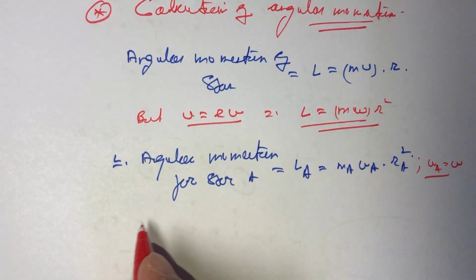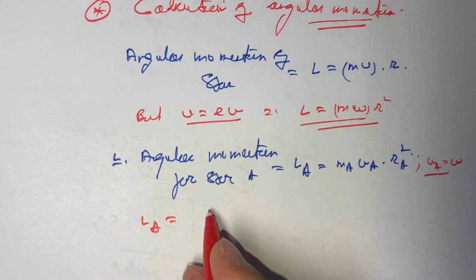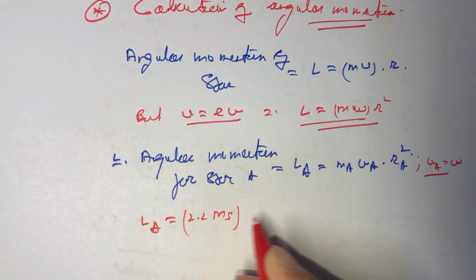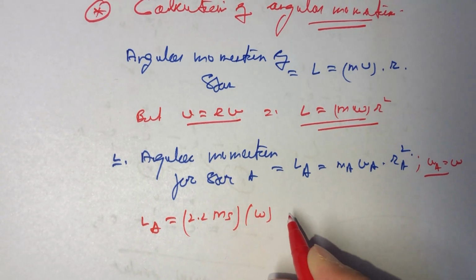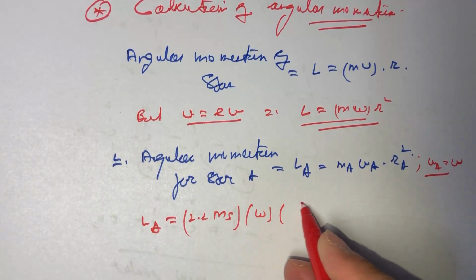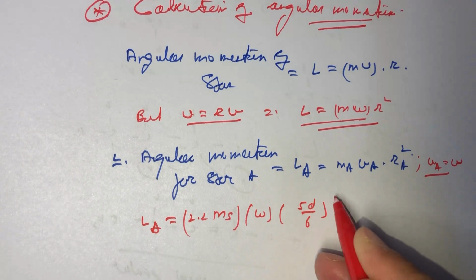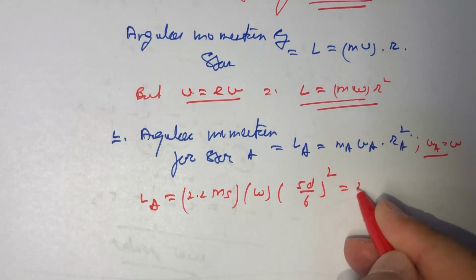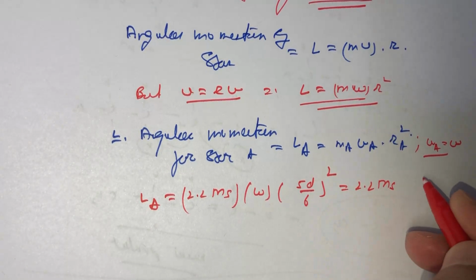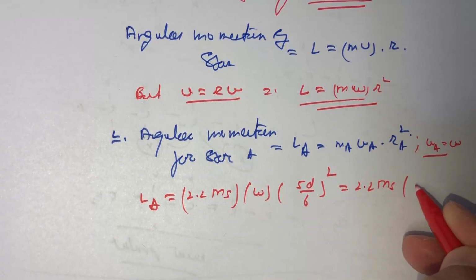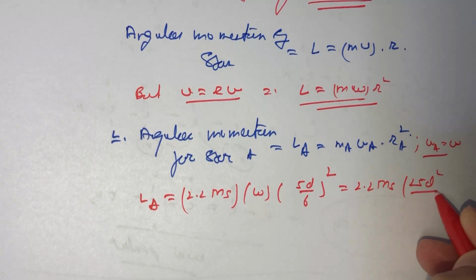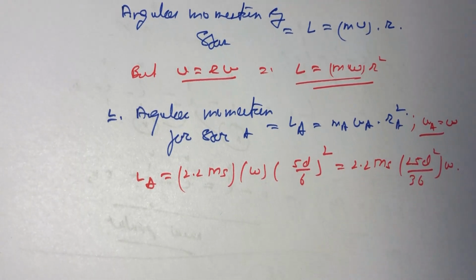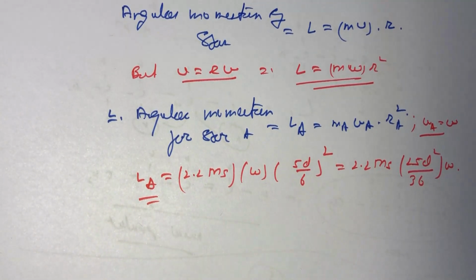Therefore, substituting the respective values, we get LA: mass of A is given as 2.2 ms, omega A is omega, and RA we found out is given as 5d upon 6 whole square. So this comes as 2.2 ms, and we have 25 d square upon 36 multiplied by omega. So we found out LA.